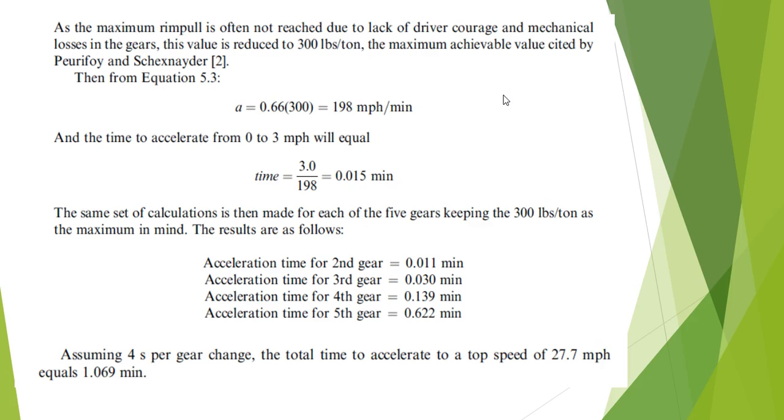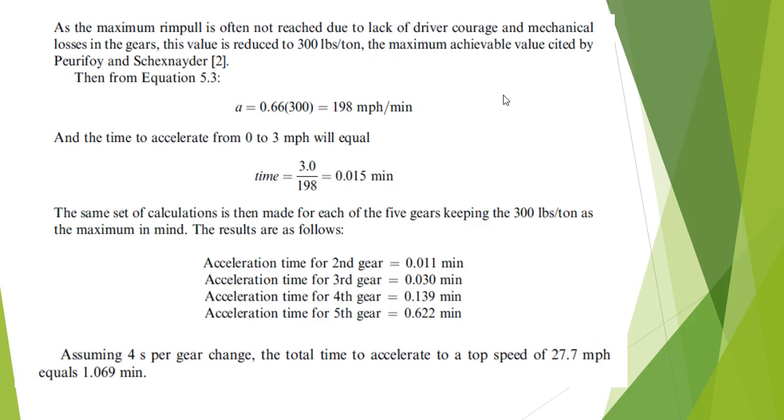But when you account for those facts that drivers are different, they don't always accelerate at the maximum, the maximum value of rim pull is 300 pounds per ton, and that's what Purifoy cites in his book. So if you then go to equation 5.3, you can find that maximum acceleration is 198 miles per hour per minute.